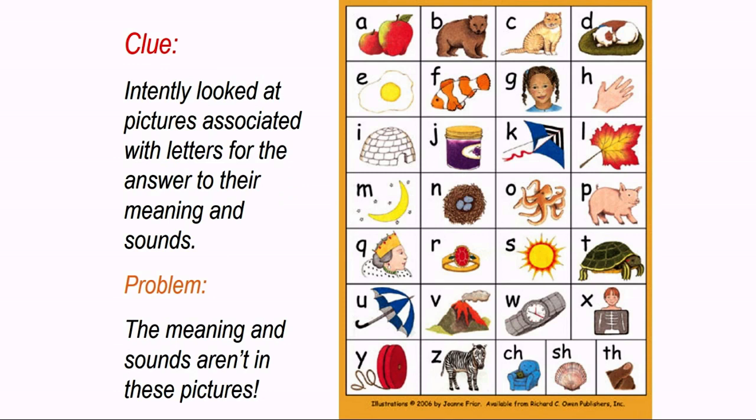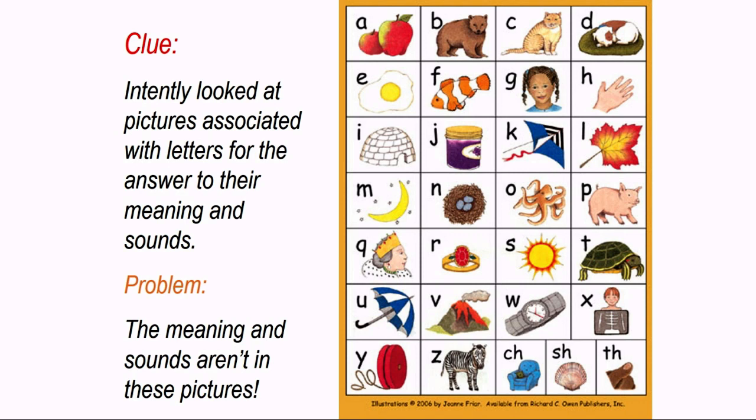Well, a clue became very apparent. He intently looked at pictures associated with letters anytime you asked him what the letter sound was. And the problem is that the meaning and the sounds aren't in these pictures. Look at the letter A is for apple, but apples don't say ah. B is for bear, but bears say grrr. They don't say buh. Cats say meow, not k. Dogs say woof, not duh. He'd never heard a dog say duh or a cat say k. And fish don't say f.